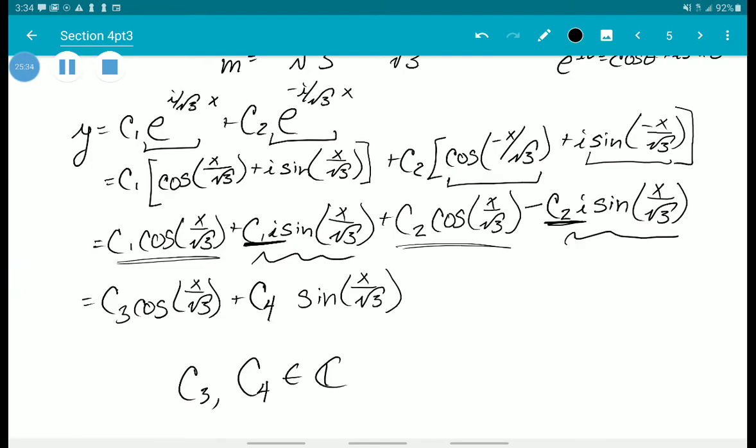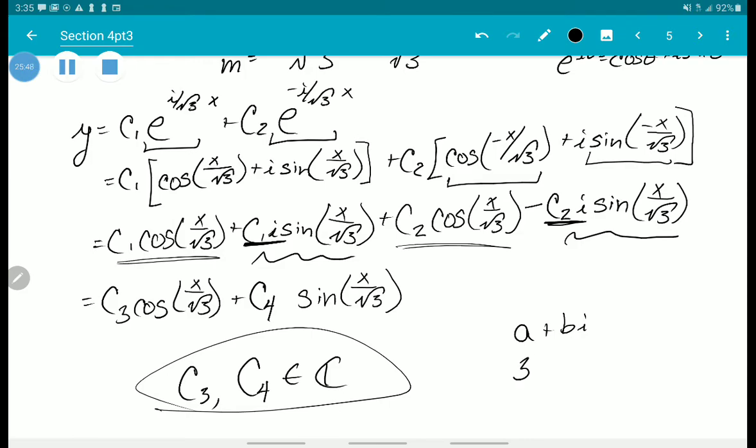So we could even condense that just a little bit further by eliminating that i and saying these are elements of the complex numbers. Remember, a complex number can be written in the form of a plus bi. Even real numbers are technically complex numbers because a real number like 3 could be written as 3 plus 0i. So that is definitely a true statement.